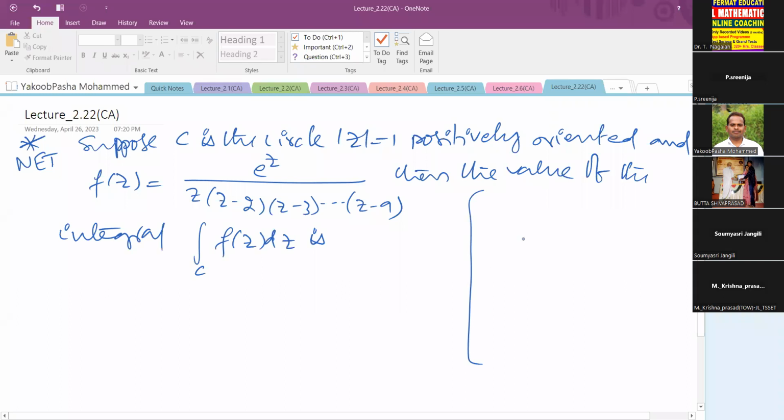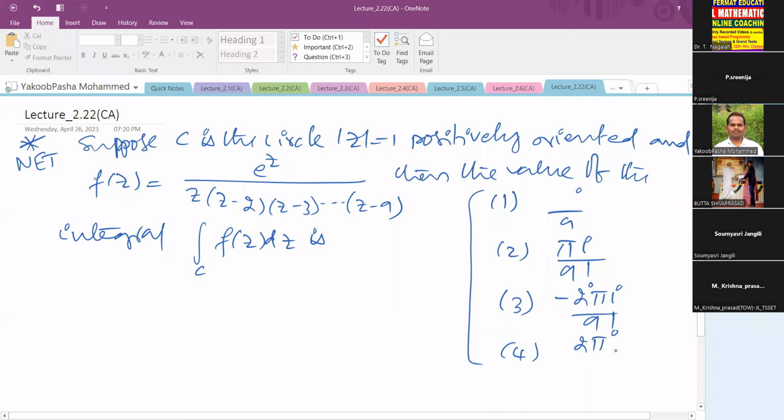Now these are the options we are given. First option: minus pi i by 9. Second option: pi i by 9 factorial. Third option: minus 2 pi i by 9 factorial. And fourth option: 2 pi i by 9 factorial. Here the first option is minus pi i divided by 9 factorial. Okay.